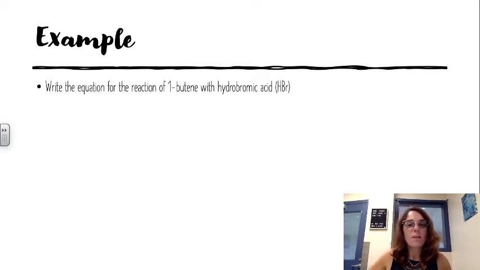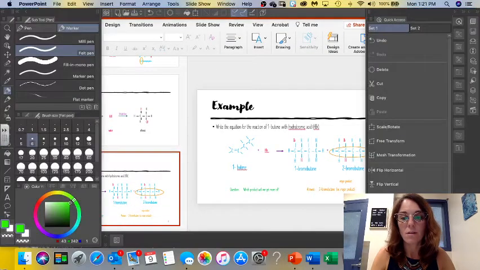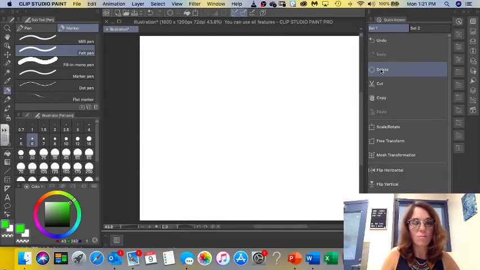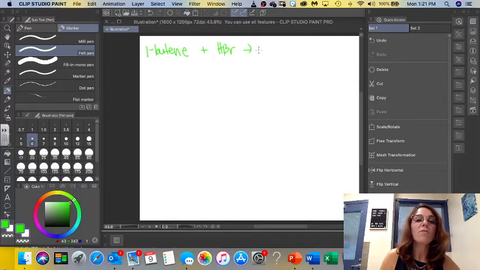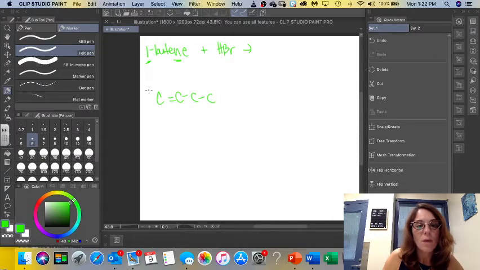So here's an example. Write the equation of 1-butene and hydrobromic acid. So 1-butene plus hydrobromic acid. Whenever you are doing any kind of organic reaction, you have to draw it out. So first of all, butene has 4 carbons, and my double bond, because it's an alkene, is at carbon number 1. So I need to draw in the rest of my hydrogens. Don't forget to count everything up to make sure that all of your carbons have 4 bonds. And then I have my HBr.